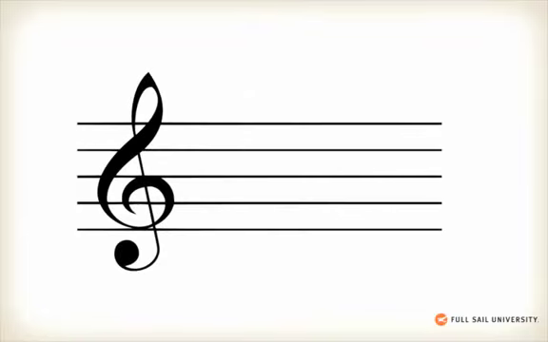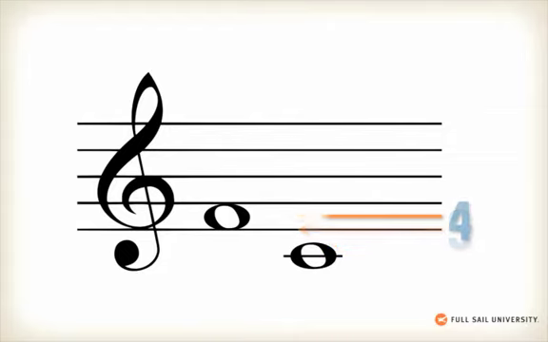An interval becomes inverted when the lower pitch is raised by an octave, or when the higher pitch is lowered by an octave. Here we began with a fifth, because there are 5 steps between F and C. Remember, when determining an interval, we count the starting note as 1. After the inversion, the pitches keep the same note names, in this case F and C, but the relationship between them changes. The interval has now become a fourth, as there are 4 steps between C and F.